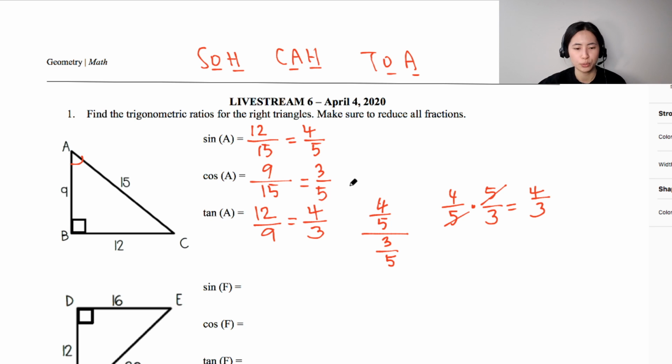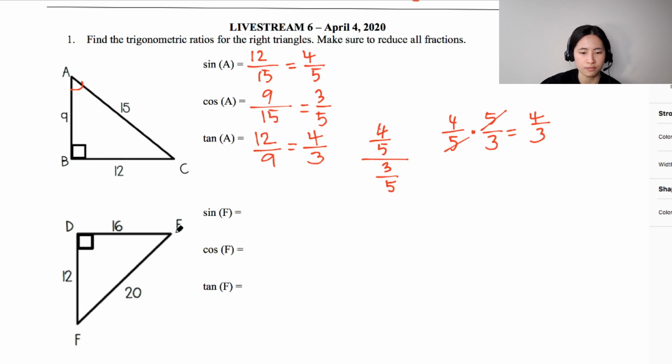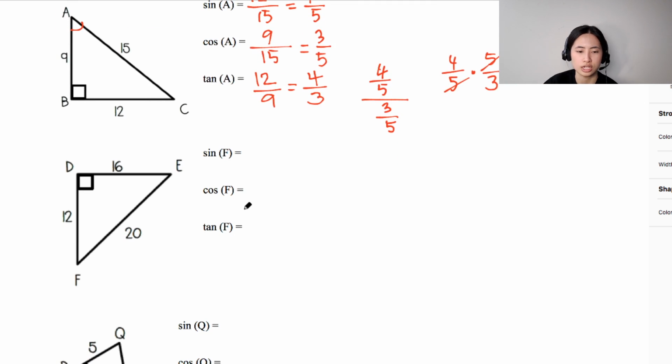So I don't think that was too bad. Let's move on to the second figure. So we have sine F until tangent F.